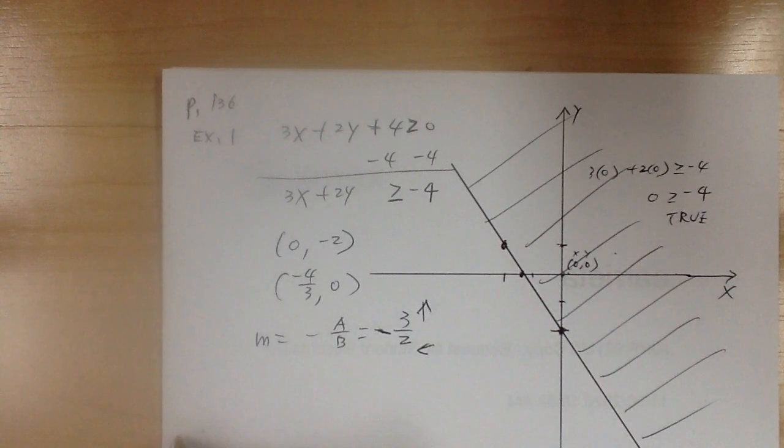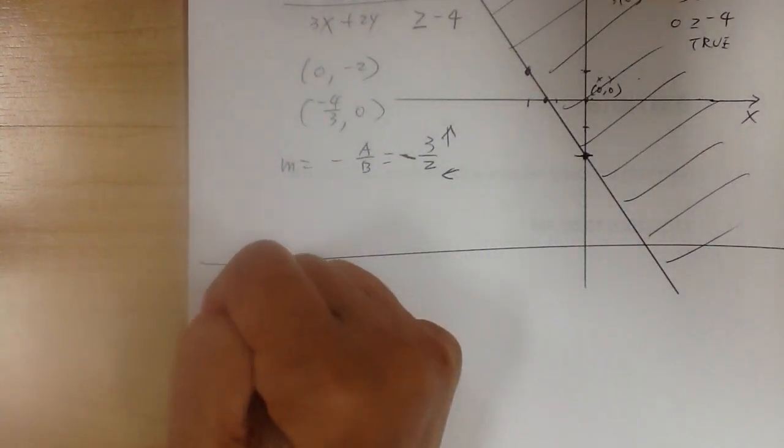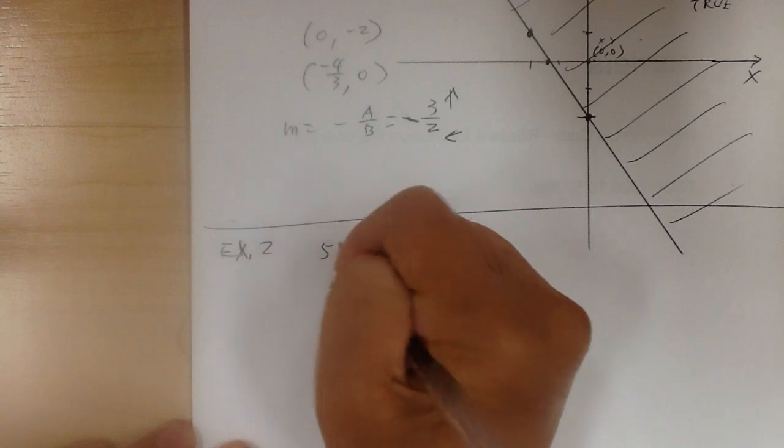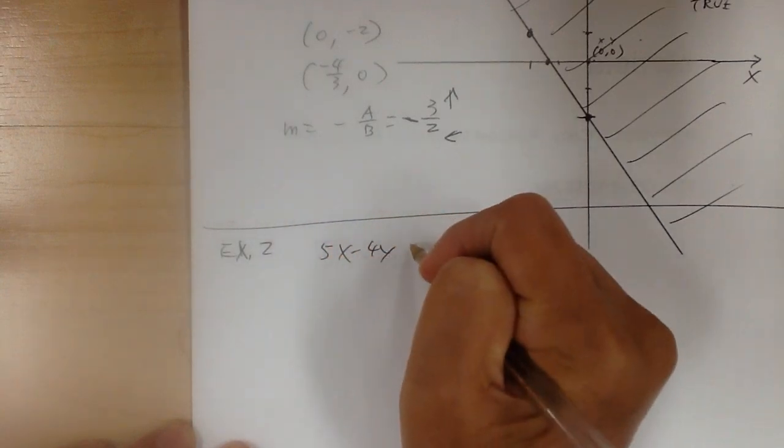Okay, let's go to example 2. You want to graph 5x minus 4y is greater than 10.